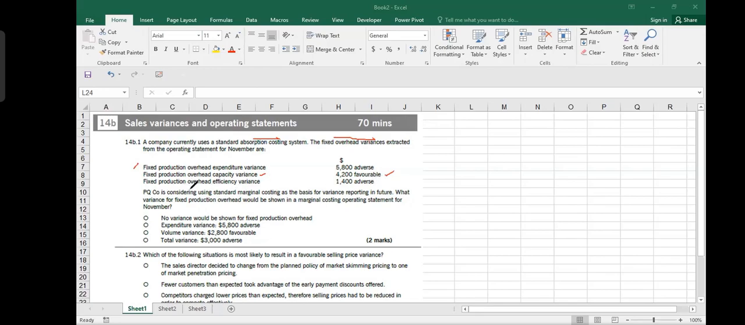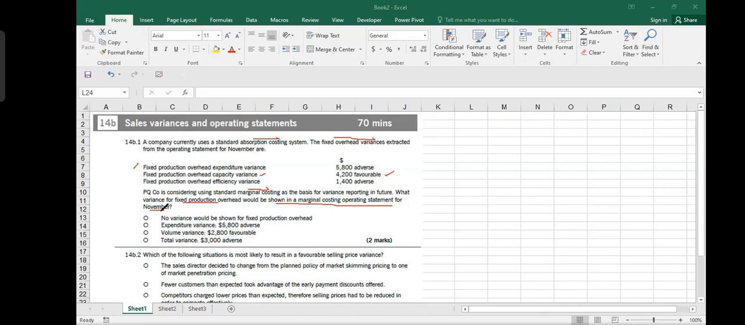P company is considering using standard marginal costing. So they actually use absorption, but now they are considering using marginal costing as the basis for variance reporting. What variance for fixed production overhead would be shown in a marginal costing operating statement for November? Now, you don't need to make any calculations.